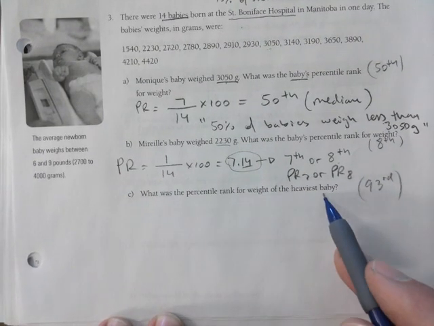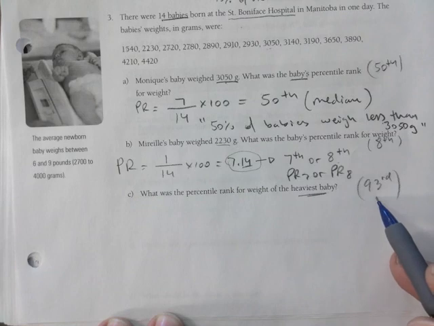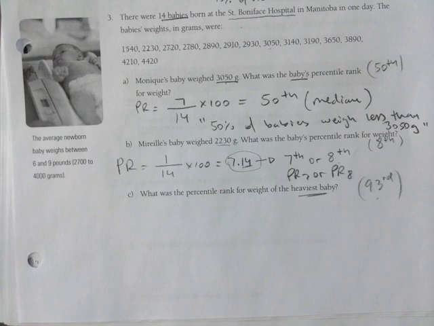What percentile rank for the heaviest baby? It's 93rd percentile. You just take the heaviest, and there's 13 that are less, right? That way less. So could you have a percentile rank of 100?